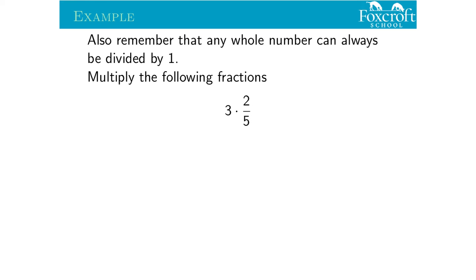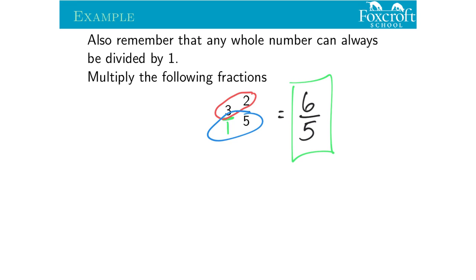Another thing to remember is if you're multiplying a whole number by a fraction, which happens quite a bit, any whole number is just that number divided by 1. So 3 is the same thing as 3 divided by 1. 1 doesn't change stuff. Then I can just multiply the numerators and the denominators. That gives me 6 on the top, 5 on the bottom, and that's my final answer. So if you have a whole number, just rewrite it as a fraction by doing that number divided by 1.